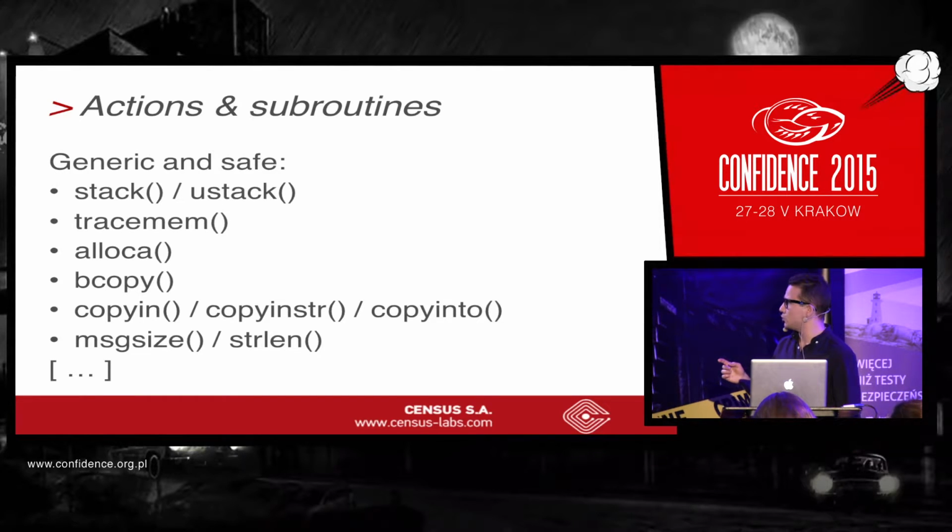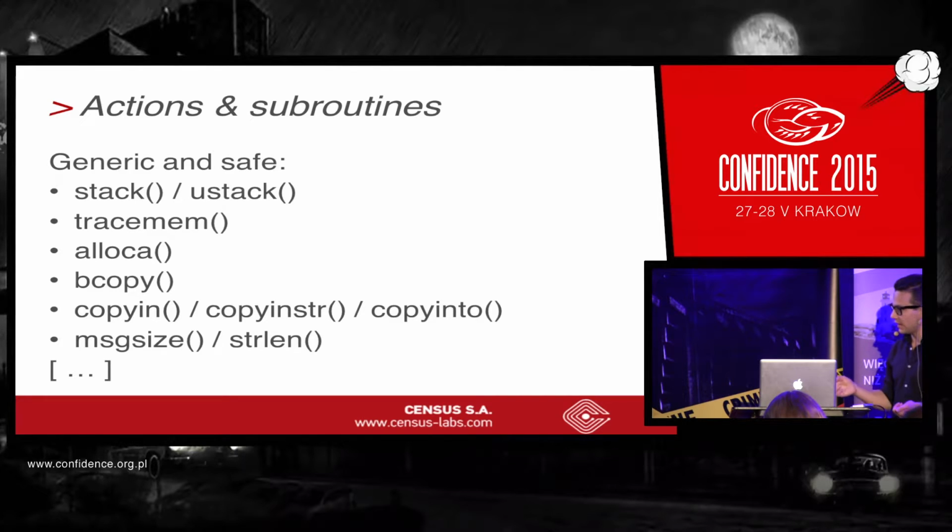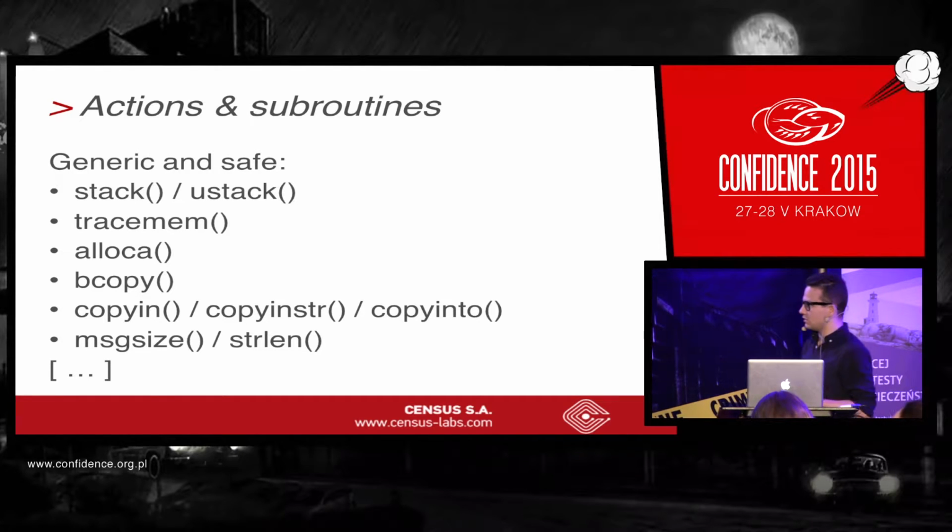Allocations, bcopies are for internal usage of things. Then you have copyin, copyinstr, and copyinto. As I said just a second ago, DTrace is in the kernel, so if you want to have something from user mode, for example a string that is pointed to by the argument, then you need to somehow copy it into the kernel. And you would do that via copyin. I have that in the example, so I will point that out later. And message sizes and string lengths, well, that kind of relates to allocs and bcopies.